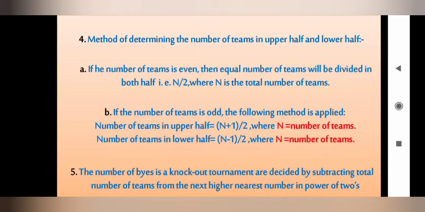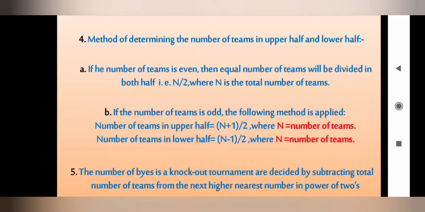Okay, so on the next page, point number 4 is the method of determining the number of teams in the upper half and lower half. It is important that when we first draw a fixture, we divide it into two parts. The first part is the upper half and the second part is the lower half.